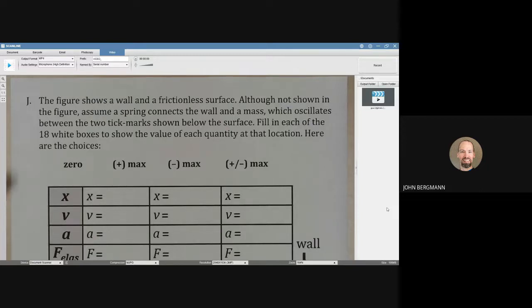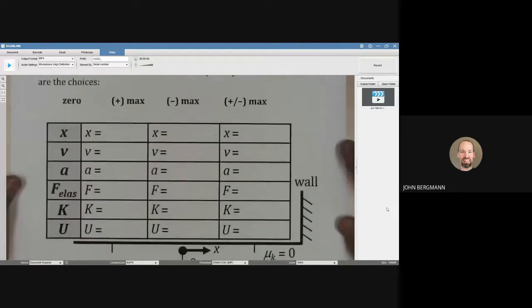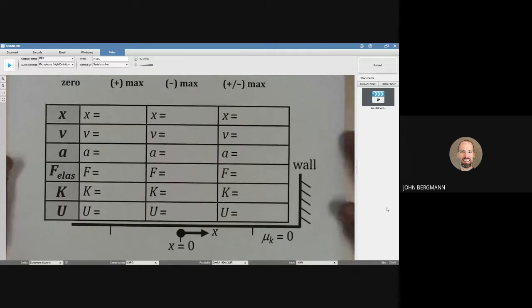Fill in each of the 18 white boxes to show the value of each quantity at that location. And here are the choices for us to put into the boxes. What we have here is a wall on the right side, and we have to imagine that there's a spring connected to it, which is attached to a mass.